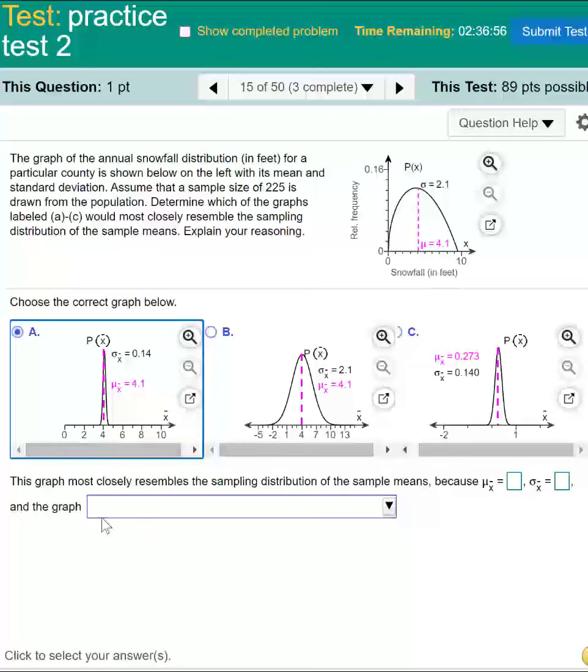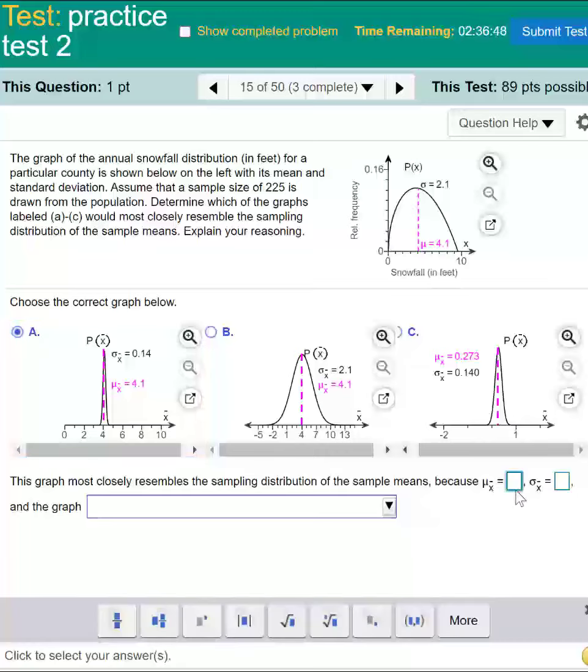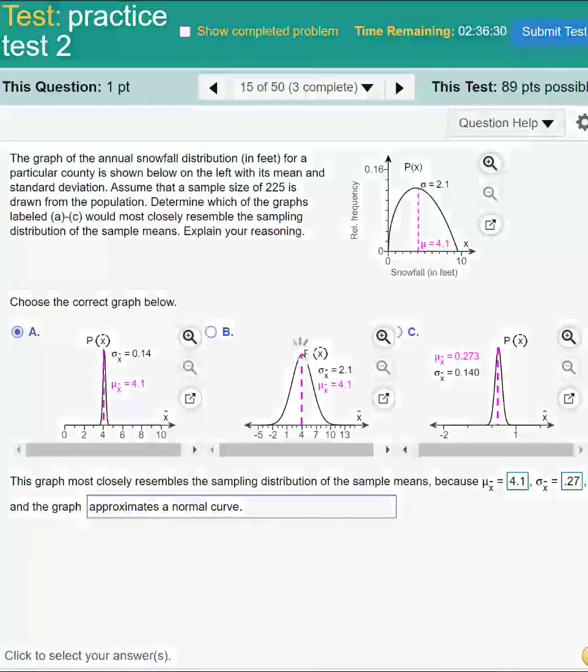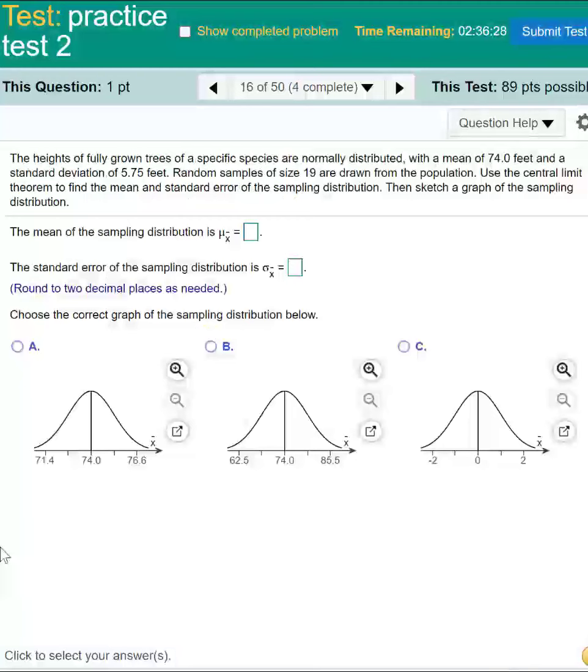That is the answer. So the graph must closely resemble the sampling distribution of the sample mean, because mu of x bar is 4.1 and the standard deviation is 0.27. How many decimals, he says, and the graph approximates the normal curve, and then you move on.